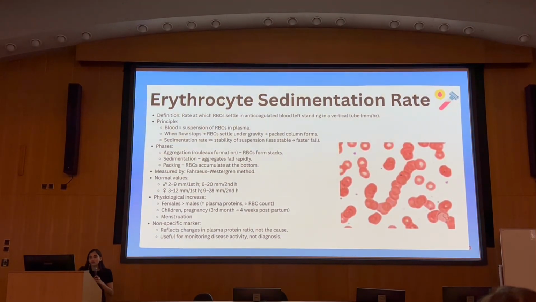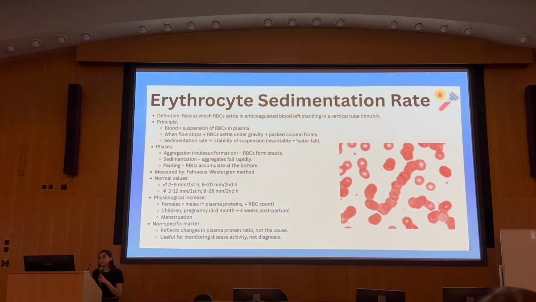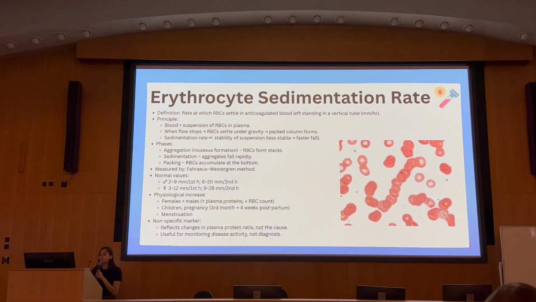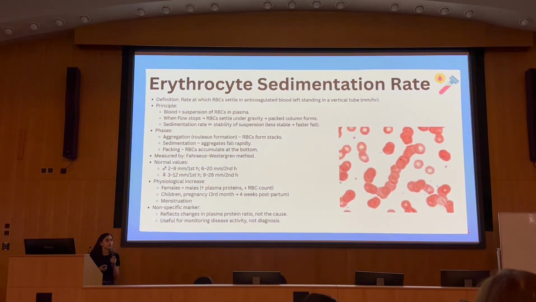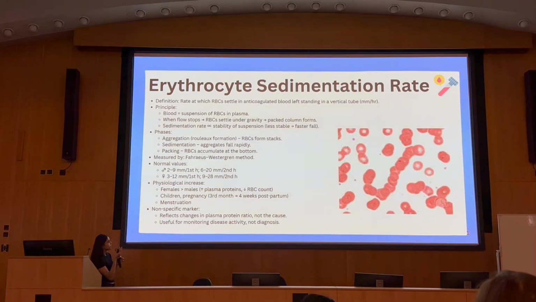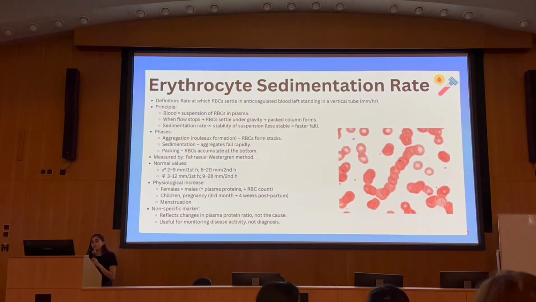Then the erythrocyte sedimentation rate, which can be denoted as ESR or FW after the method that is used, like the Fahraeus-Westergren method. So that's erythrocyte sedimentation rate. So basically, erythrocyte sedimentation rate is when RBCs settle when they're left standing for a while.